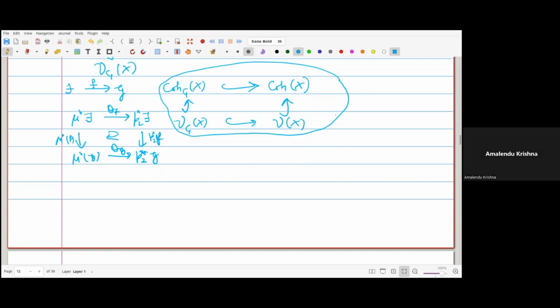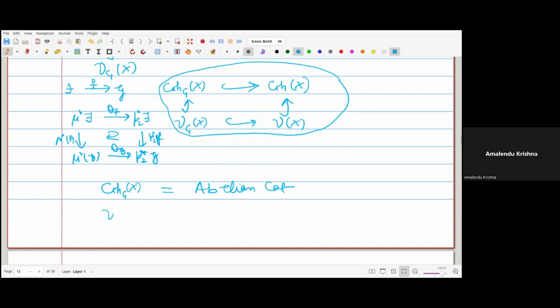Right. So now that we have this, let's take this category of G-equivariant coherent sheaves. As you can see, this is an abelian category. Right, very clear.